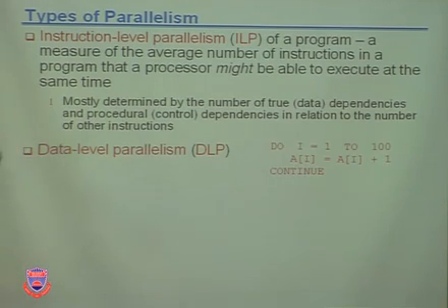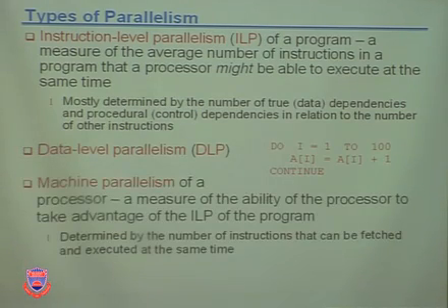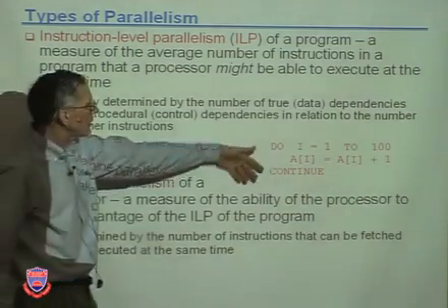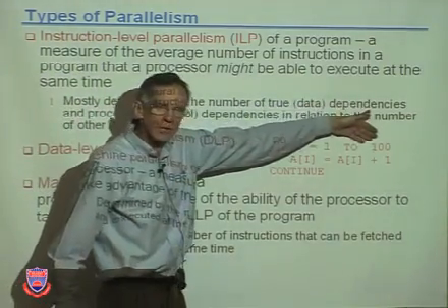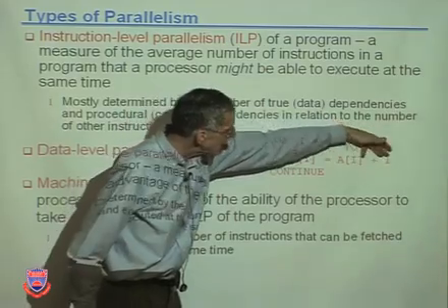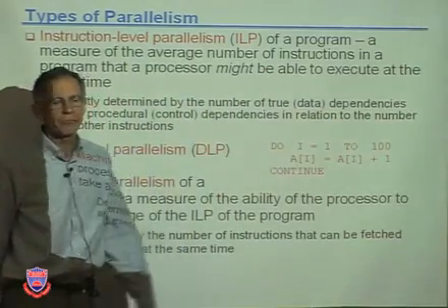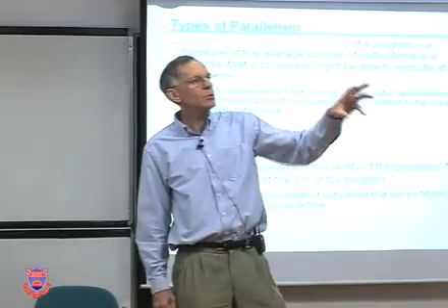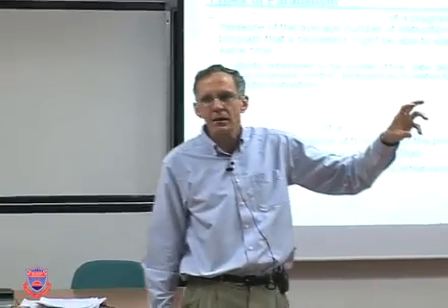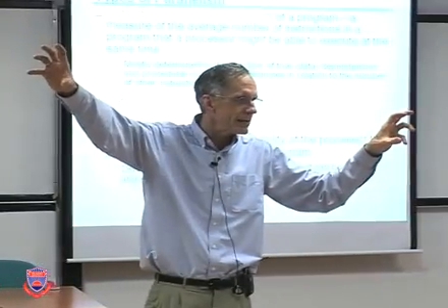But there's another kind that I'd like to talk about here, and that's called data level parallelism. And data level parallelism, if you just quickly look here: do from i is 1 to 100 the following thing. Fetch the element, add 1 to it, put it back where it came from. So you can see that working on element 27 is a completely independent activity from working on element 58.